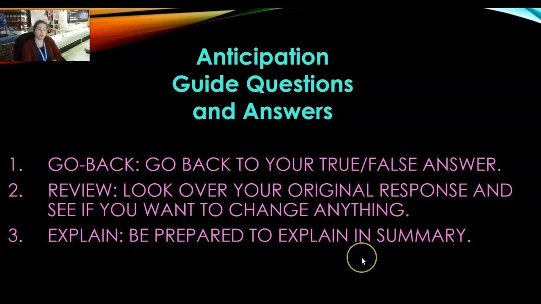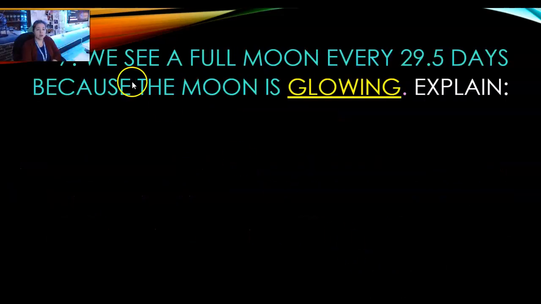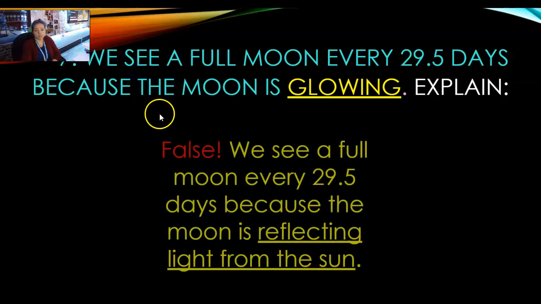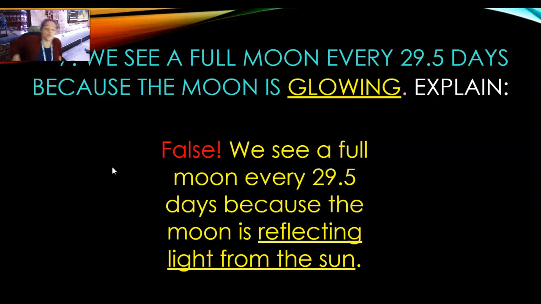All right, go back to the anticipation questions. Number 7, we see a full moon every 29.5 days because the moon is glowing. True or false? Remember, this is the right-hand side. This is definitely going to be false. We see a full moon every 29.5 days because the moon is reflecting the light from the sun.